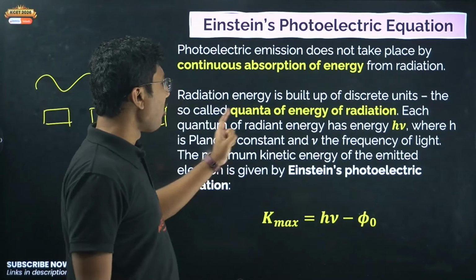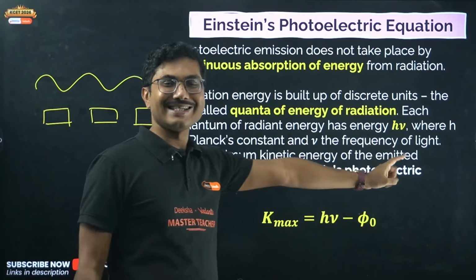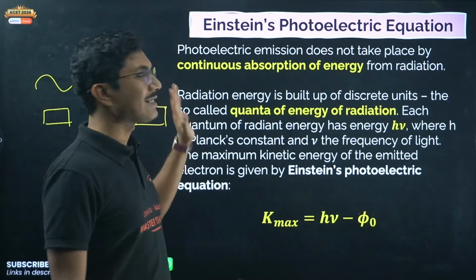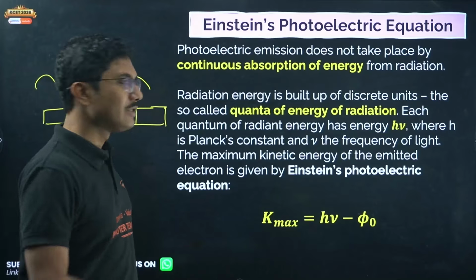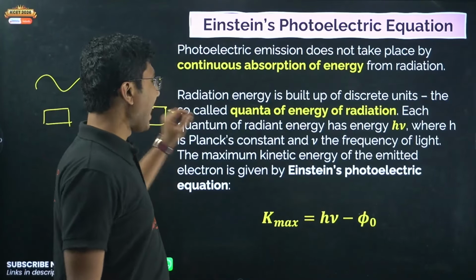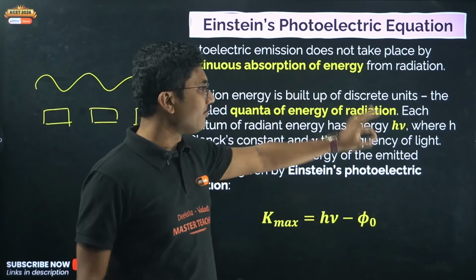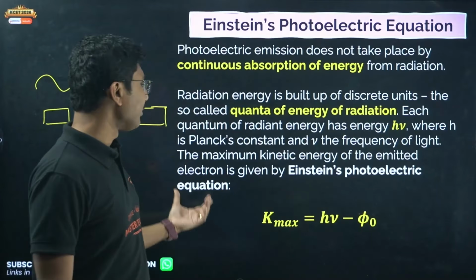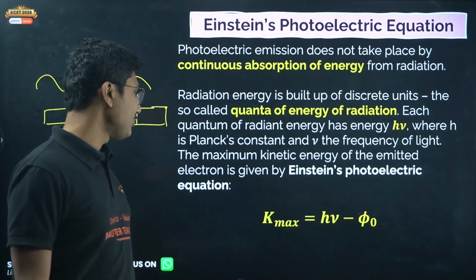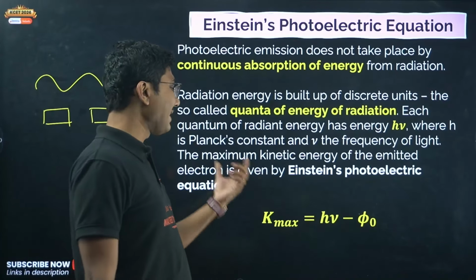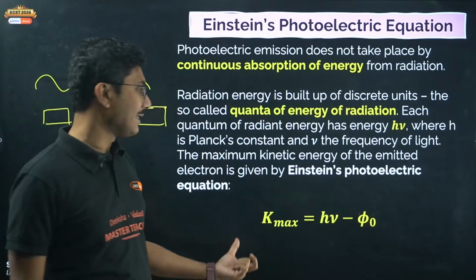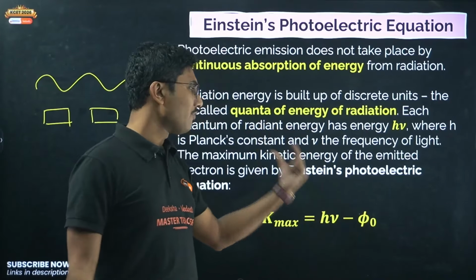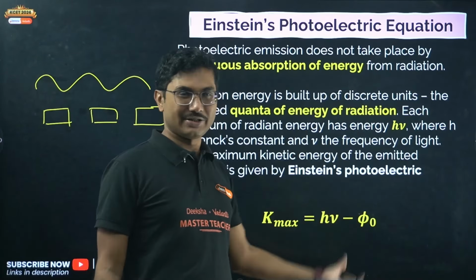Each quantum of radiant energy has energy equal to h nu. h is a constant known as Planck's constant. I will tell you a small story about it after this. Nu is the frequency of light. The maximum kinetic energy of the emitted electron is given by Einstein's photoelectric emission equation: Kmax, the maximum kinetic energy, equals h nu minus phi naught. Phi naught is the threshold energy.